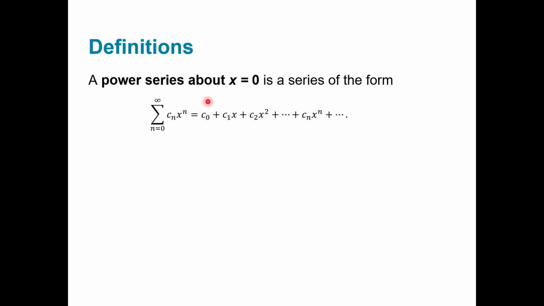Now, a power series about x equals 0 is a series that has this form. Notice our series notation, we're adding the terms, our summation, starting at n equals 0 going to infinity, of c sub n, where c is just a coefficient, times x to the n. So the power part is the power on x. When n is 0, it's just c sub 0 times x to the 0, which is 1. That's why you don't even see the x in this first term. And then x to the first power, x to the second power, and so on forever. So that is our power series about x equals 0.